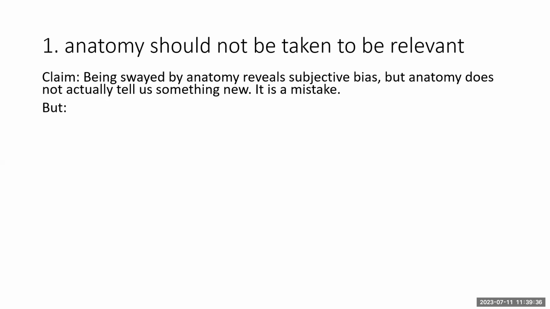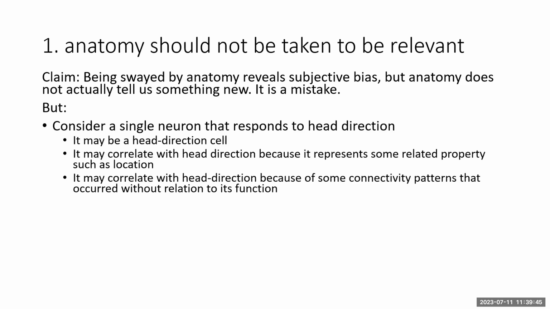Some people would say anatomy should not be taken as relevant, right? It's just our subjective bias. It doesn't tell us actually something new. But it's kind of a thought experiment. I think that shows that anatomy is relevant here, because let's consider that we find a single neuron that responds to head direction in a rat, right? So it may be a head direction cell, but it also may correlate with head direction because it represents some related property, maybe location, and it may correlate with head direction just because of some connectivity patterns, some synaptic changes that occurred without relation to its function, right?